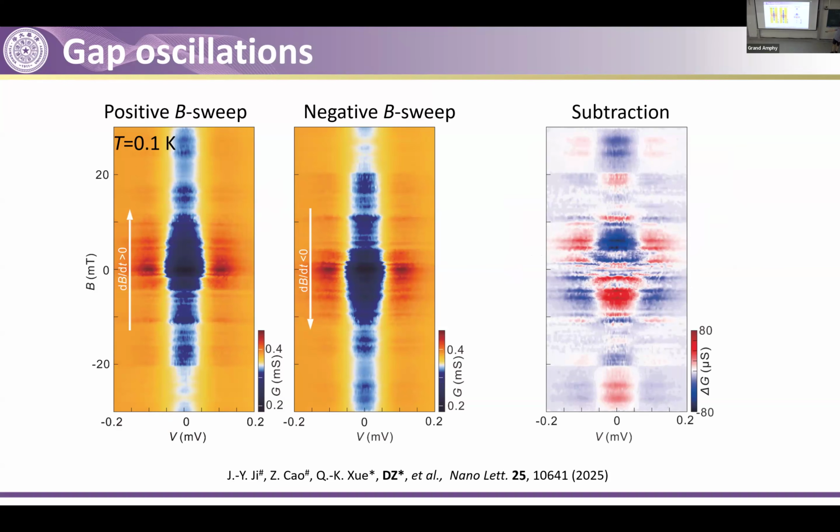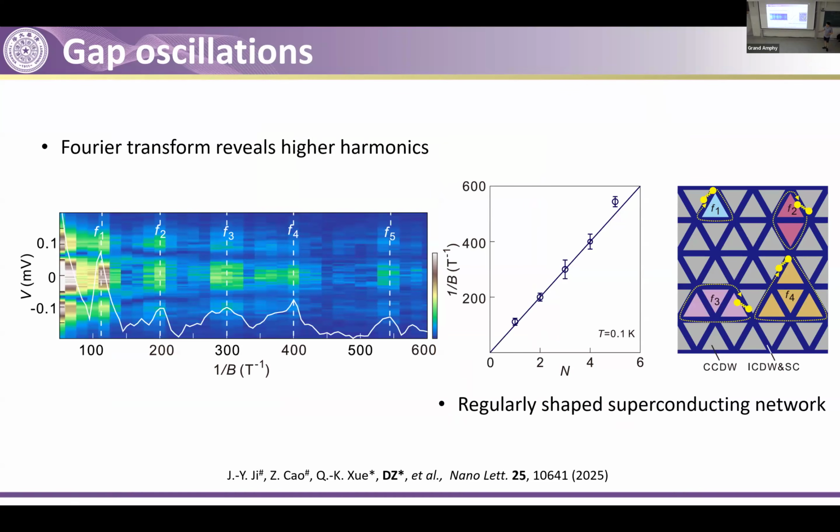To better appreciate these features, we subtract these two sets of data, and we do see some features. In the middle we have this blue region, and then the pink region, and then the blue and the red, and the pink and the blue and the red. So there is some kind of oscillation. And on top of this oscillation, we also see finer structures, so there are oscillations and also higher harmonic oscillations. If we do the FFT, we see the fundamental frequency, and then the second harmonic, third harmonic, fourth harmonic, even the fifth harmonic, and they follow the same line.